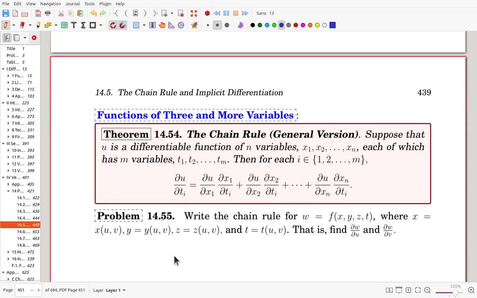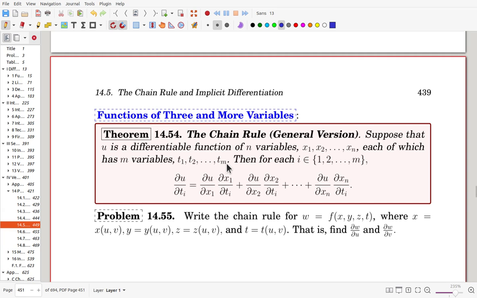Functions of two variables and the chain rule can be expanded for the general case. Suppose that u is a differentiable function of n variables, x1 to xn, each of which has m variables. So each one is a function of t1 to tm, and we assume they are differentiable.